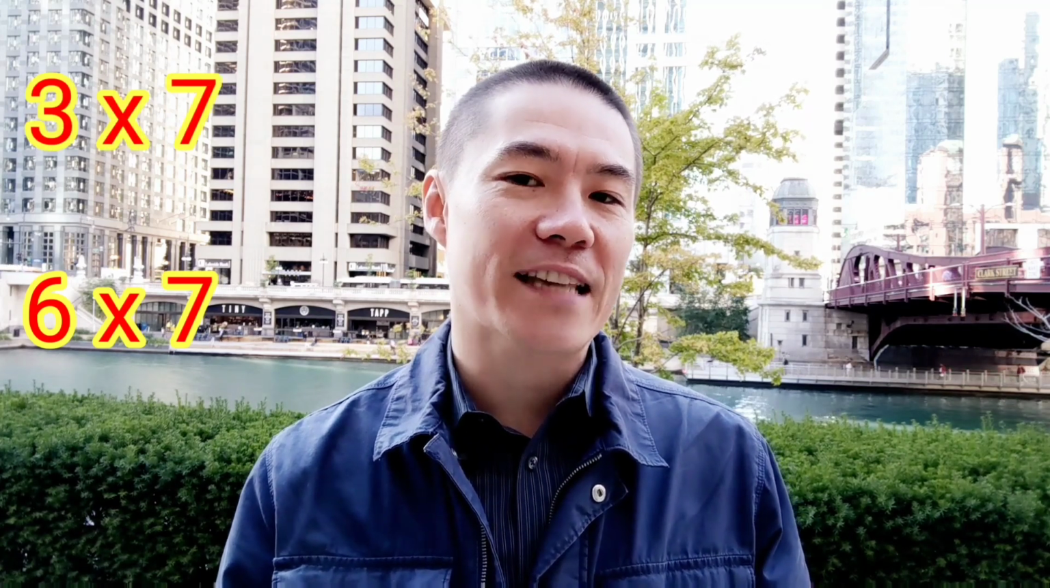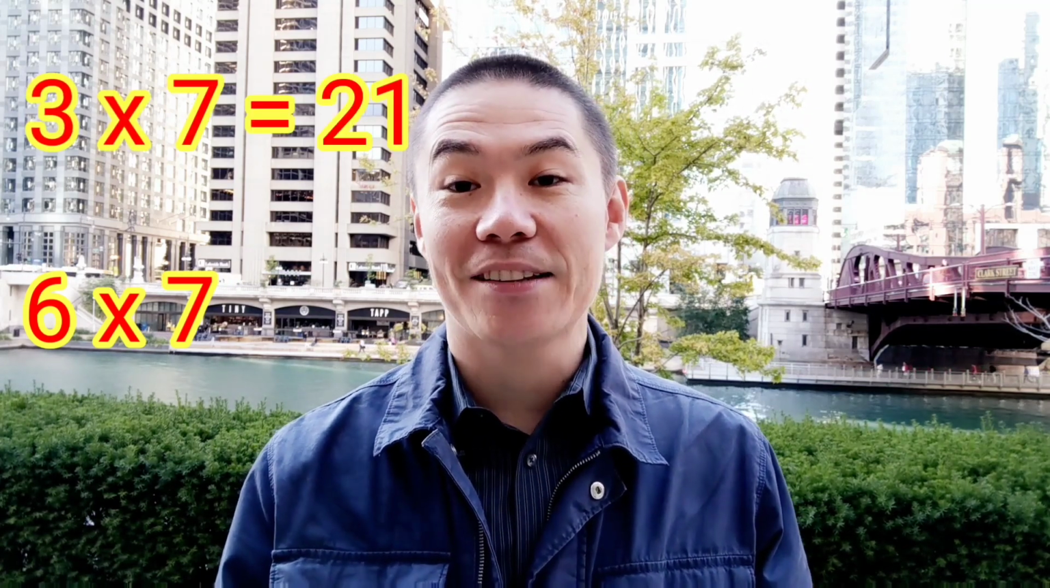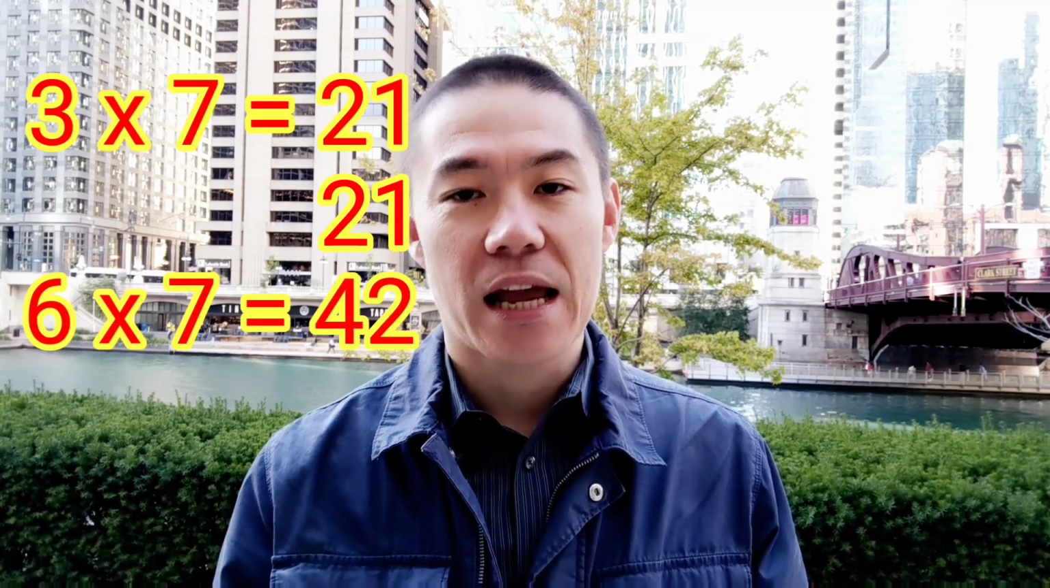Now, how do these two techniques combine to create a complete and beautiful knowledge of the multiplication table? Well, take the problem 6 times 7, for example. Since we have already learned to count by threes, we simply count by threes up to 7 fingers, or 21, and double it for 42.